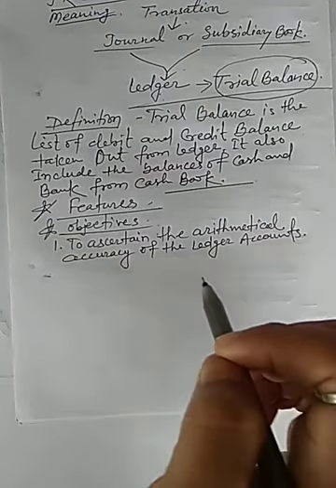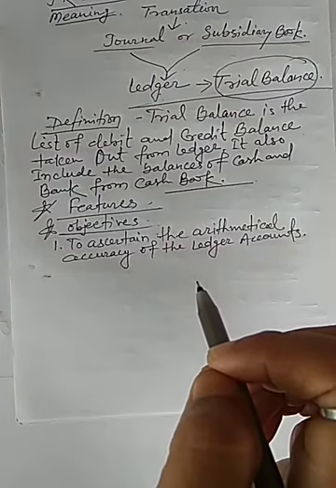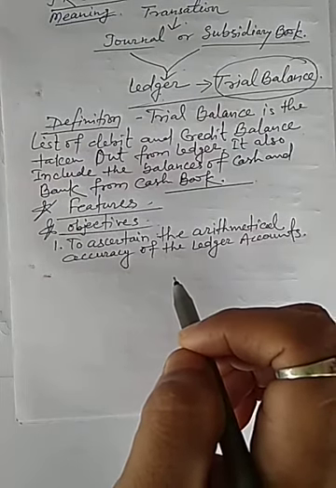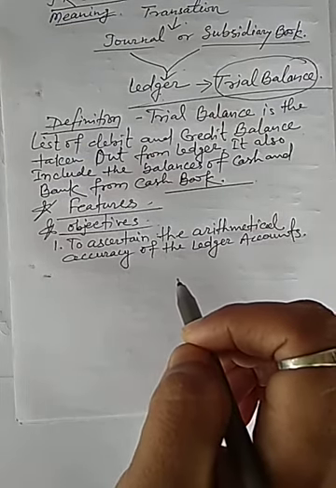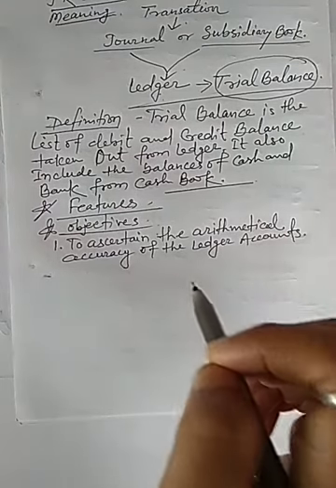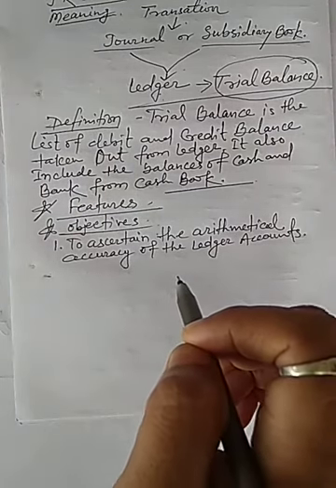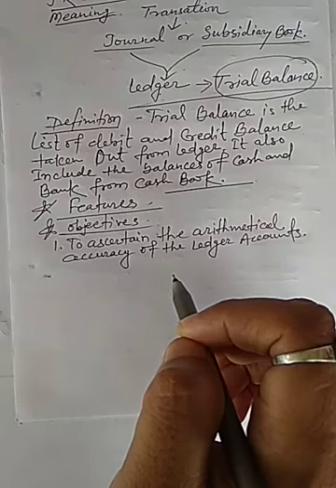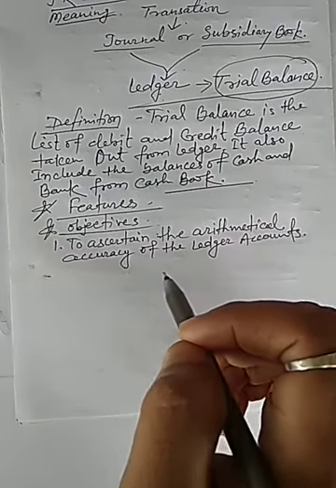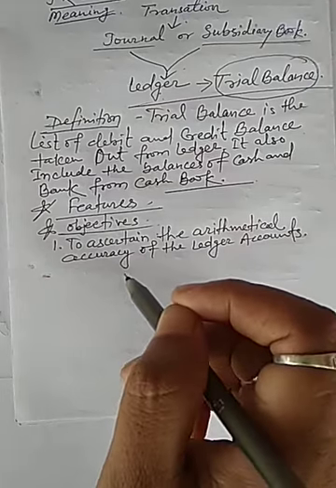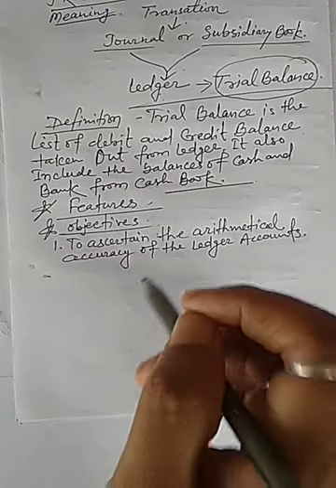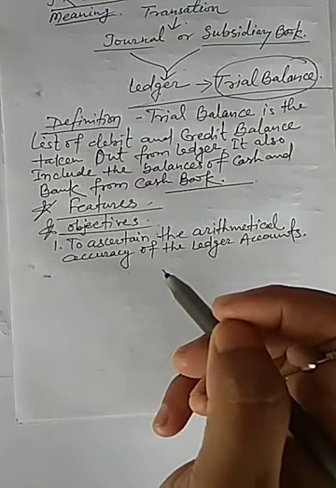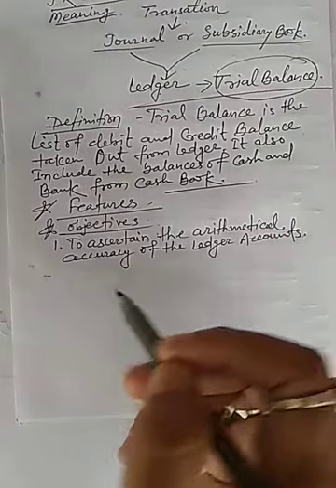If a trial balance tallies, it is proved that the posting to the ledger account is correct. In other words, it ensures that both the aspects of each transaction have been posted into the ledger. That is, debit aspects have been posted on the debit side and corresponding credit aspects on the credit side.